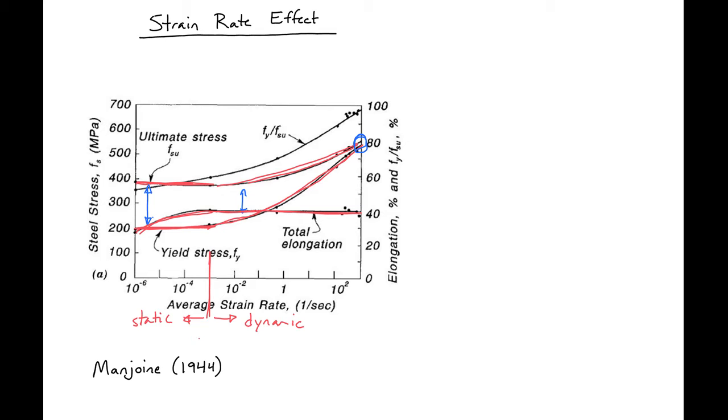So in summary, what we'll see is an increase in our Fy and an increase in our Fu for our steel, and we won't see much of an effect on our strain.